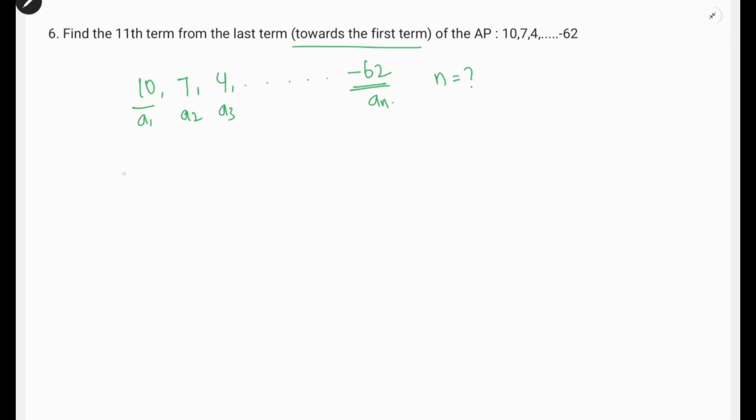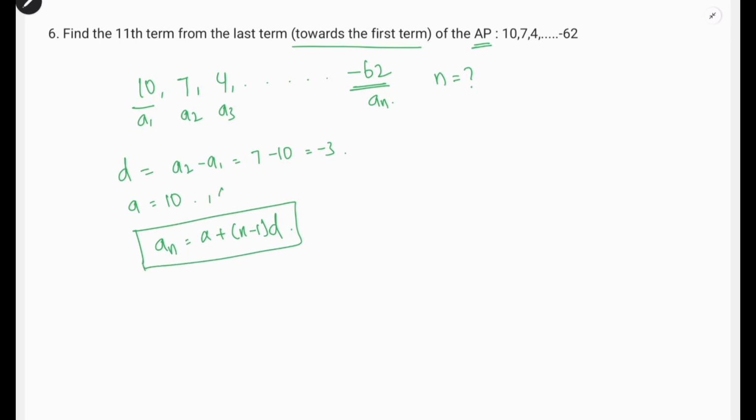Now here, what is the common difference? It is told that these are in AP, so we don't have to check if they are in AP or not. Common difference is A2 minus A1, which is 7 minus 10, that is minus 3. The first term is 10. We will use the formula an equal to a plus n minus 1 into d. an, the last term, is minus 62, equal to a, which is 10, plus n minus 1 into minus 3. So minus 62 is equal to 10 minus 3n plus 3.